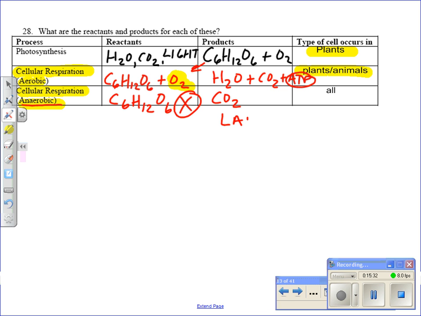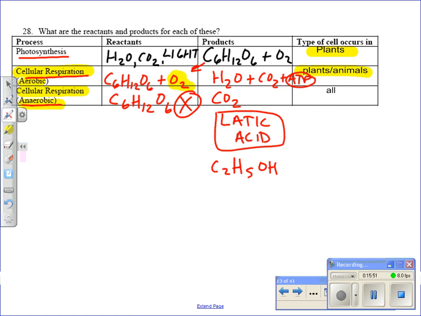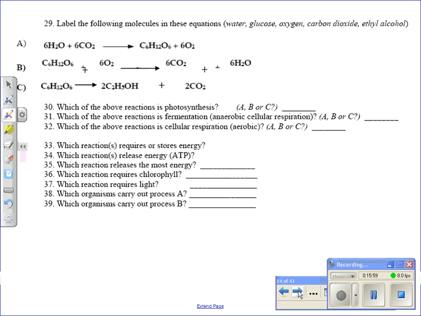You're going to get lactic acid. That's like when you work out and your muscles get sore. You produce a little lactic acid. The other thing you possibly could get is some ethyl alcohol, C2H5OH. You don't really need to know that for the exam. Key thing is you should know the reactants and products of photosynthesis, reactants and products of cellular respiration. Anaerobic cellular respiration happens in all cells.